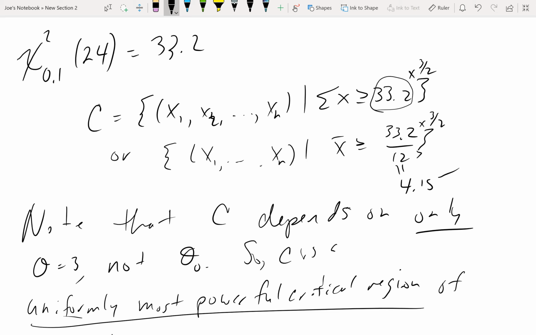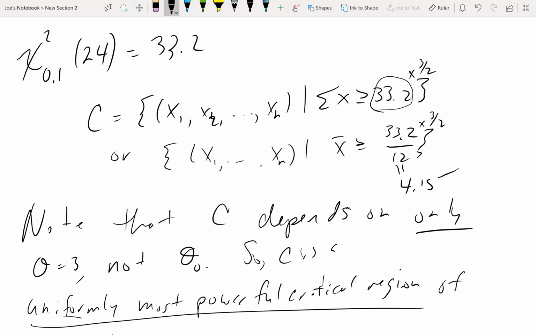There's a lot of words in there again. So what this means again is, given a theta naught, this critical region is the most powerful one that you can find, meaning the power is the highest. What it does not mean is that if I change my theta, the power will stay the same. That's not what that means. What it means is the power will change, but that's also still the highest power you can possibly get.